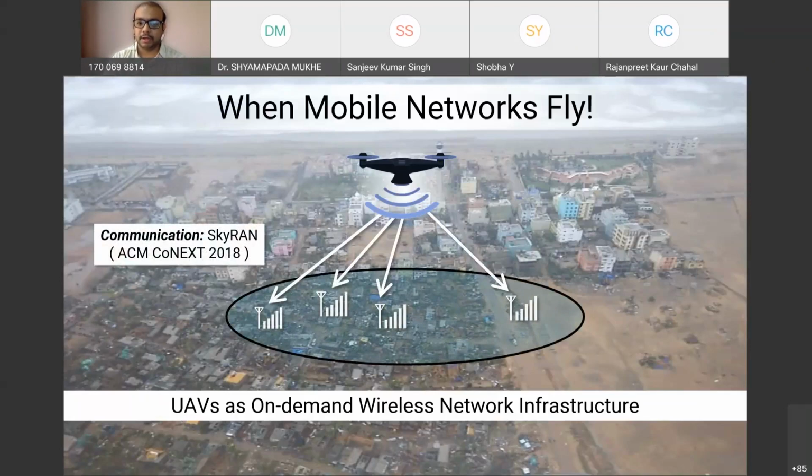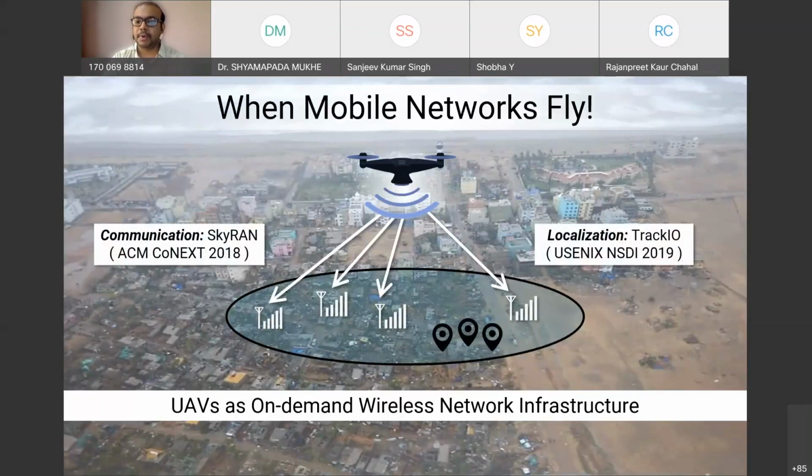How do you get efficient communication across different devices that are deployed on the ground? And the next part is, how do you also impart localization to them? How do you know where the victims are located, or how do you know where the first responders are located, so that you can give a better quality of service? You can manage the troops in a better way, in a more economic way. Okay, so I'll go to the first part of the talk, that is SkyRAN.